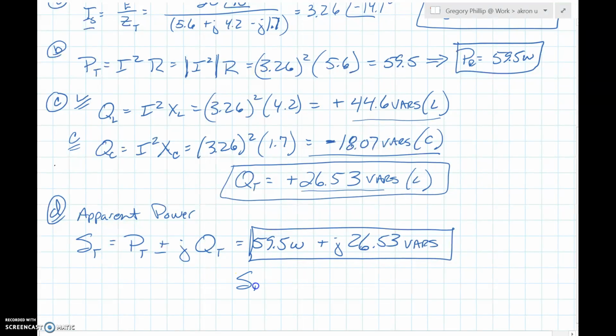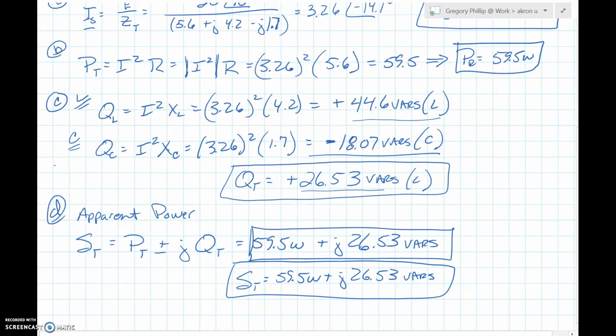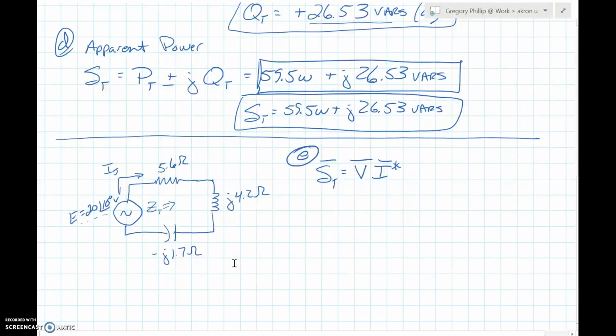And again, I'll put a square around that. I actually prefer to rewrite the ST again, plus J. And this is the total apparent power being provided by the source. We're going to look at one more way to calculate that. Now I'm going to calculate this one other way. And this is how I always remember the formula, that ST is equal to VI conjugate.